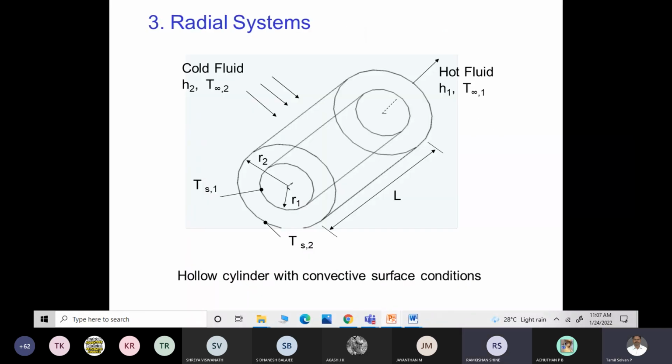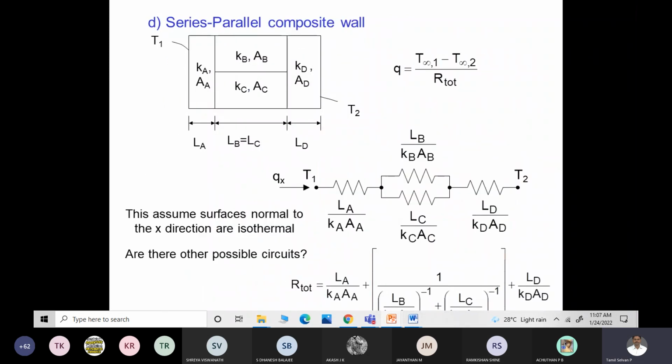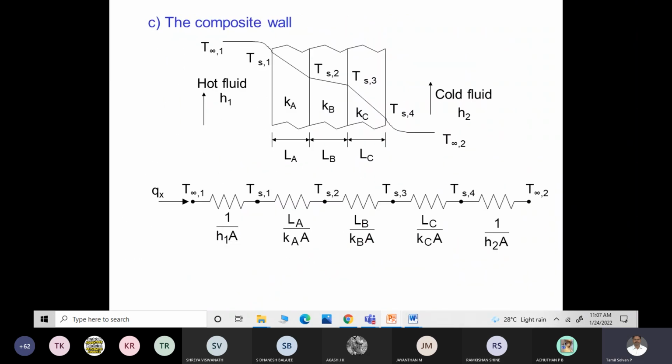Similarly, in the case of a composite wall, we have a composite wall made of 3 layers, and you will have convective resistance on the inner side and outer side, and similarly conductive resistances depending upon the number of layers. 3 layers means 3 conductive resistances, 1 layer means 1 conductive resistance. Am I correct?